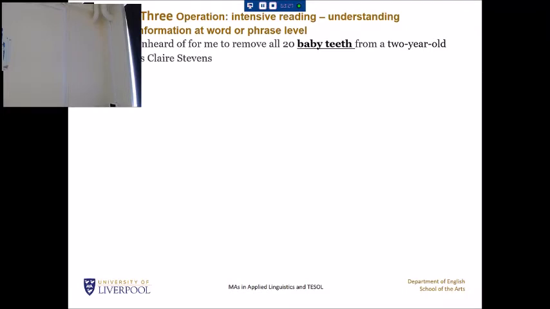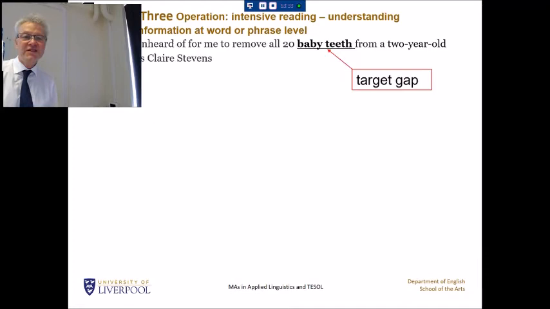Okay, it's not unusual. So let's start with that. That's the target gap. It's not unusual. Preposition here is for again. It's not unusual for. We can already see some problems though with this.